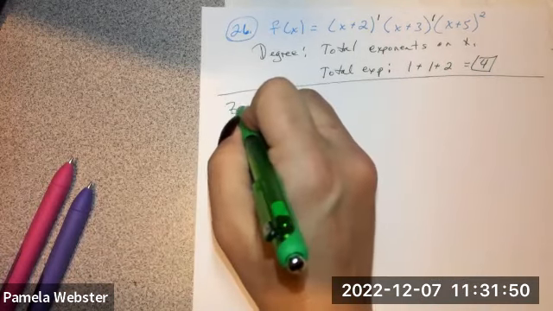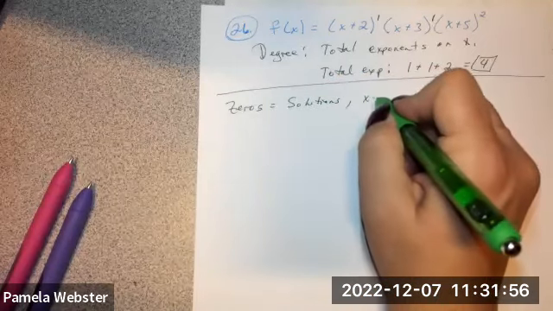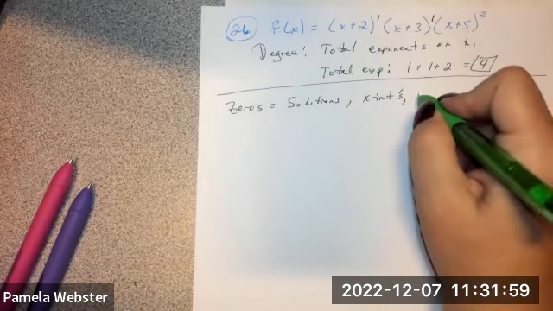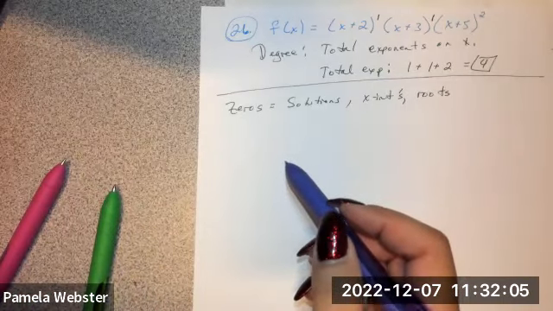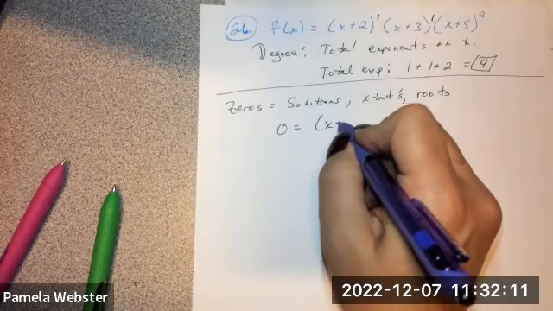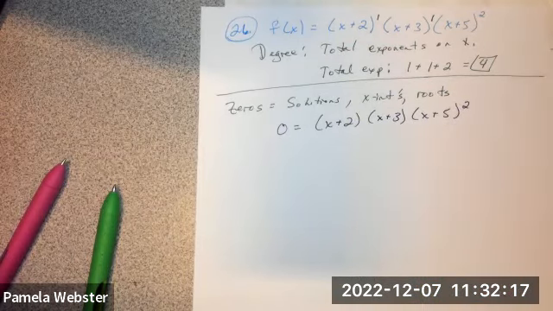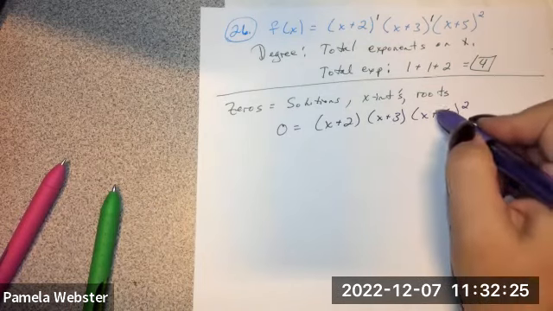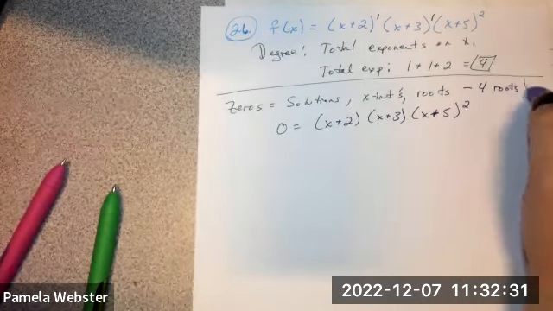Now, zeros, remember, means the same as solutions, or the same as x-intercepts, or the same as roots. All of those are the same word. So to find my x-intercepts, we make y equal to 0: 0 equals x plus 2 times x plus 3 times x plus 5 squared. Then we just solve those, so find all the different roots. We should have a total of 4 roots because the degree is 4.